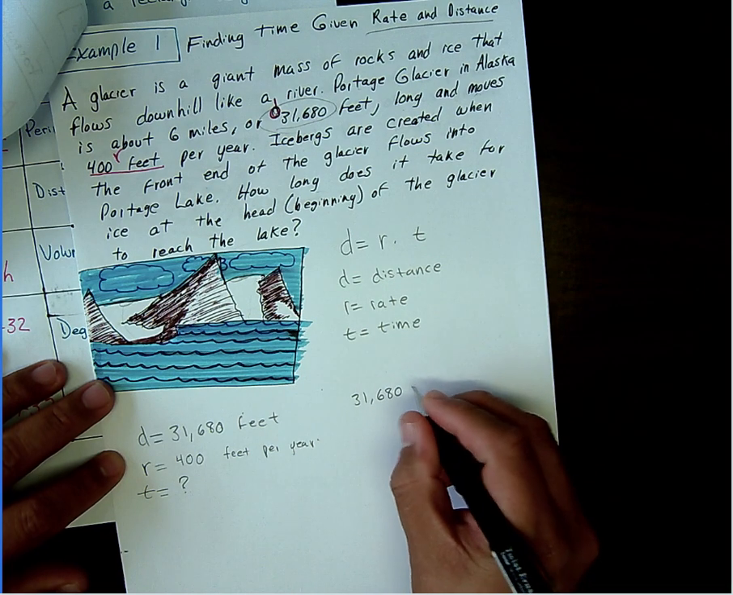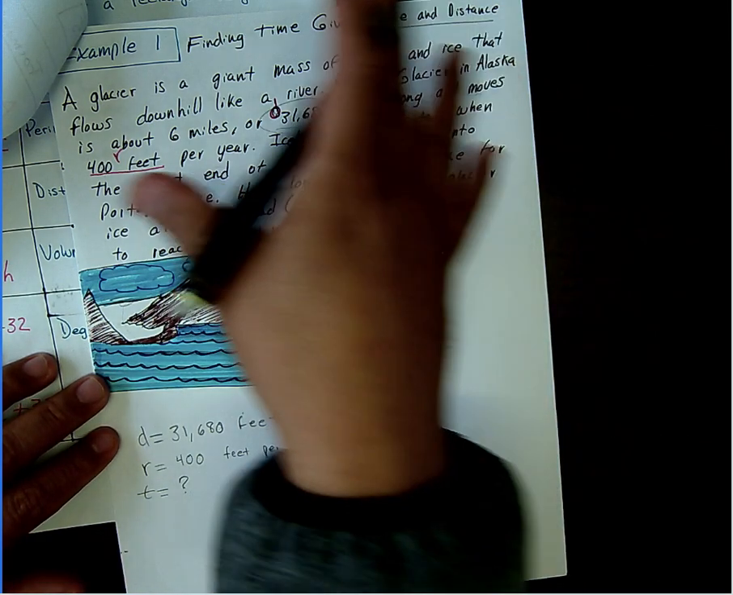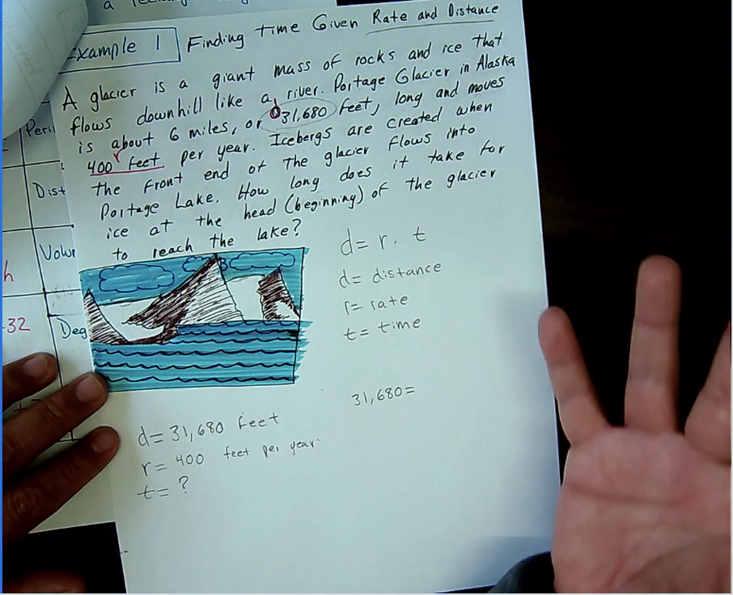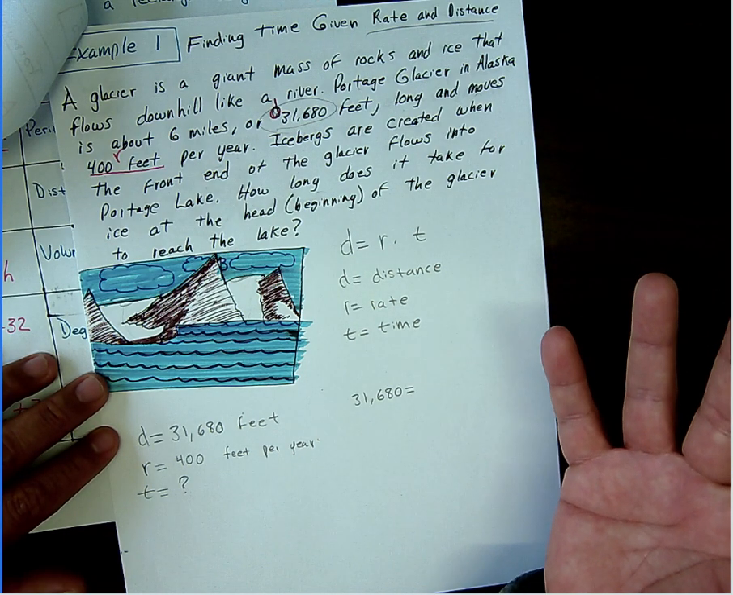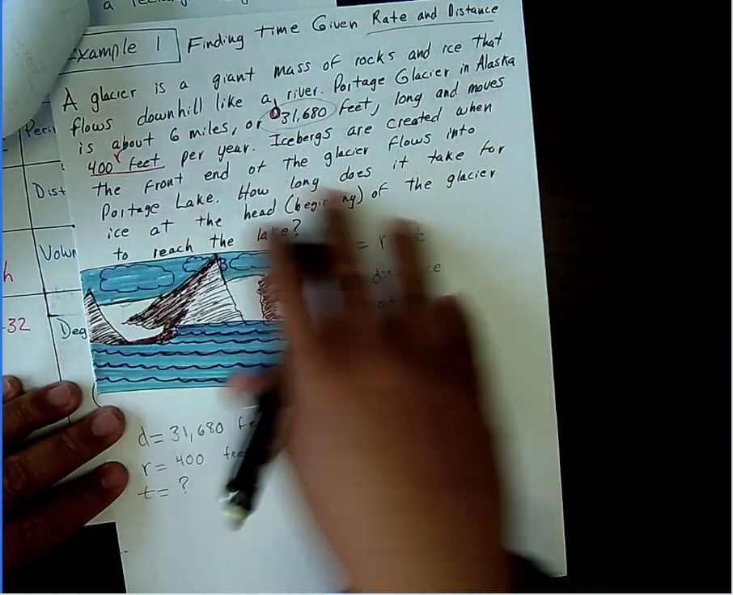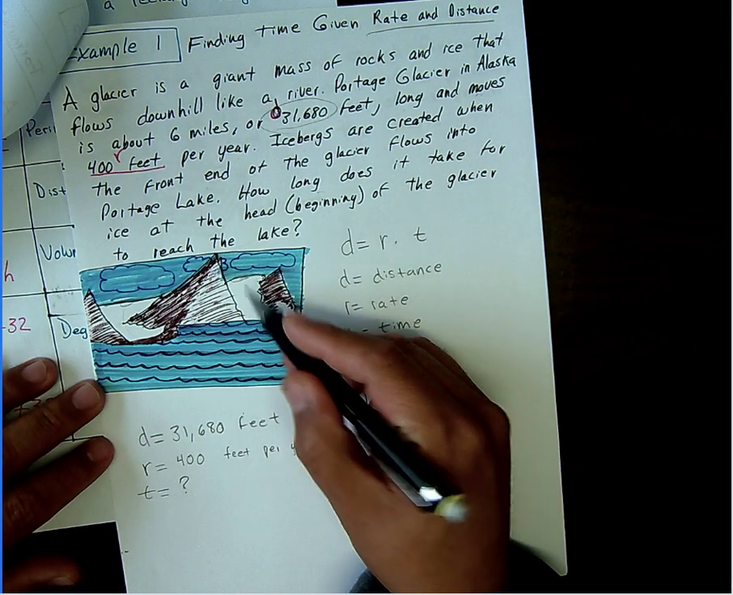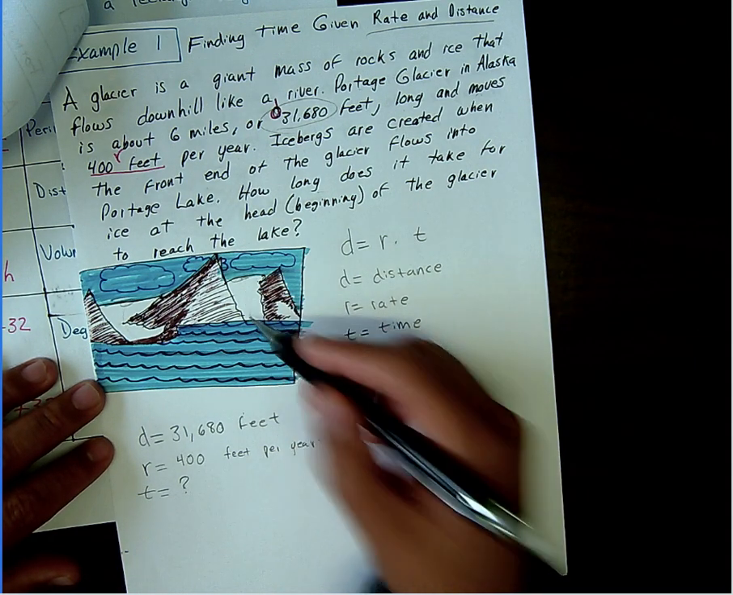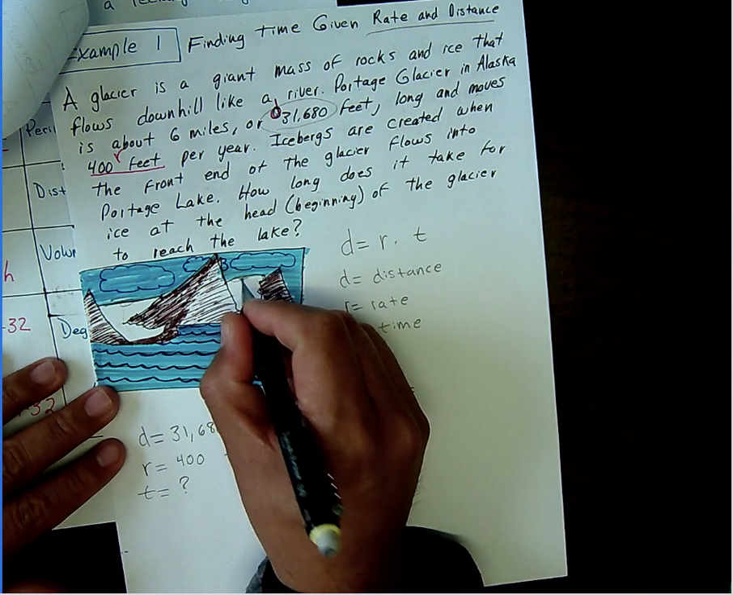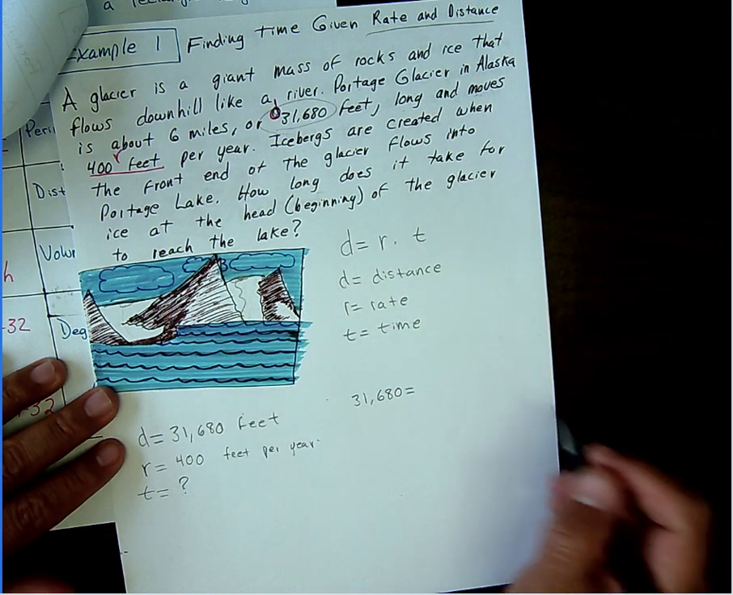So 31,680. And when you're doing these questions, relax. Think, read the word problem, in your brain, start connecting. Okay, distance. What relates to the distance? What are they talking about with the distance? Make that connection. So how long is a glacier? That would be the distance. If they're talking about the ice at the beginning of the glacier, how long that's going to take to reach the lake? That would be the whole distance.